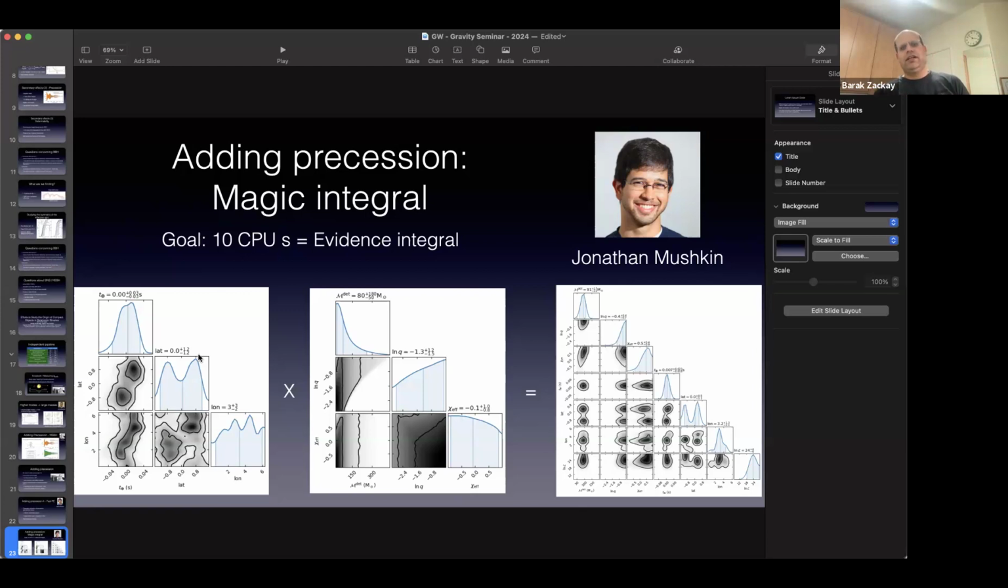And the magic integral, the premise of it is that you separate completely the degrees of freedom of intrinsic and extrinsic parameters. And you manage to make the full coherent likelihood a dot product between some tensor including intrinsic parameters and some other tensor including extrinsic parameters. And as a result, you can compute a likelihood in 10 to the minus 9 seconds.